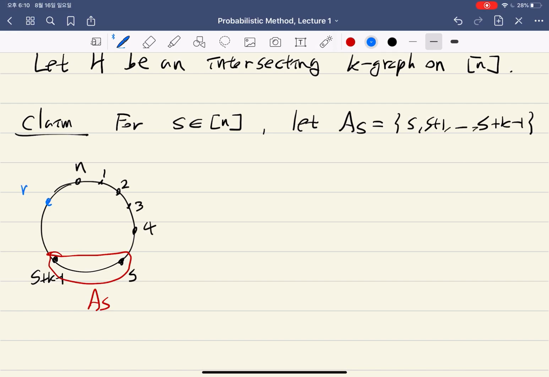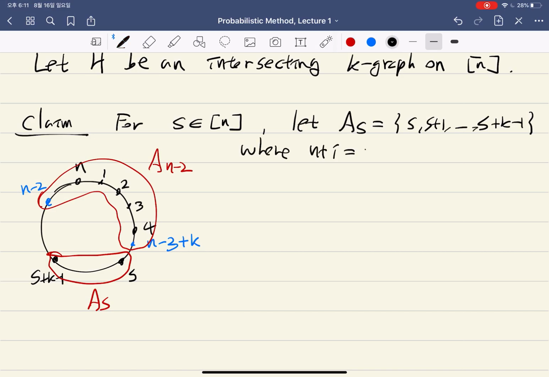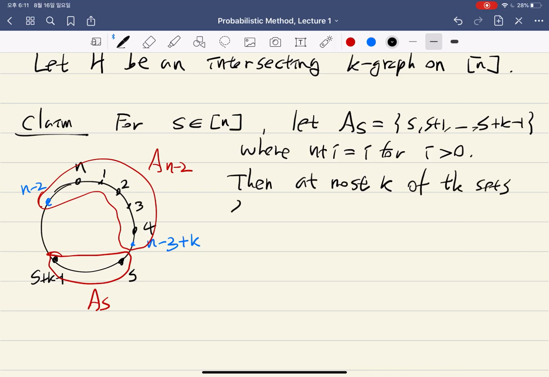Here we have the other numbers, up to n minus 2, and another interval, A sub n minus 2, and so on, where n plus i is the same as i for positive i. Then we consider the intervals in this cyclic arrangement of numbers. This claim says that at most k of these possible sets are actually edges of H.